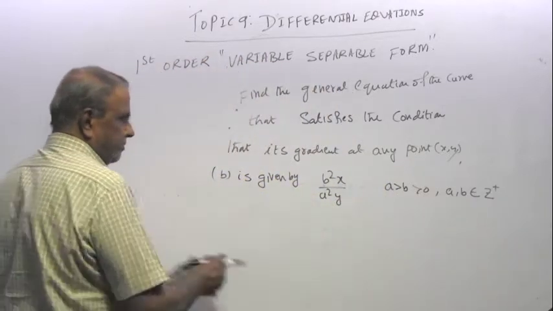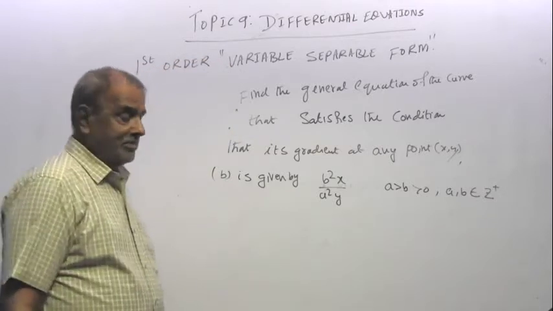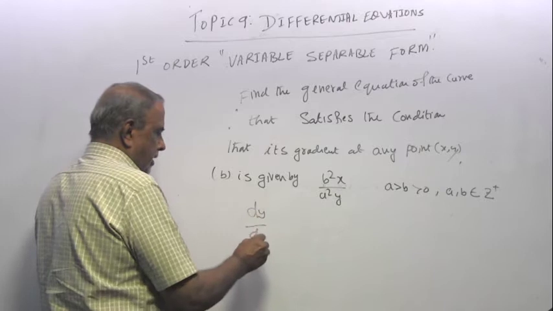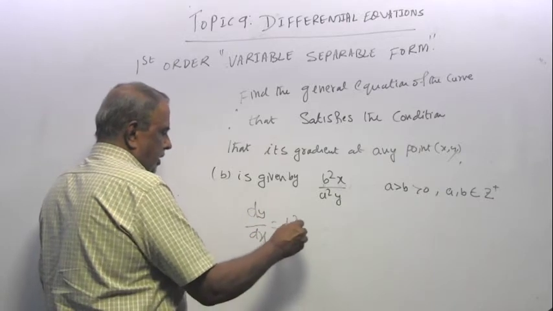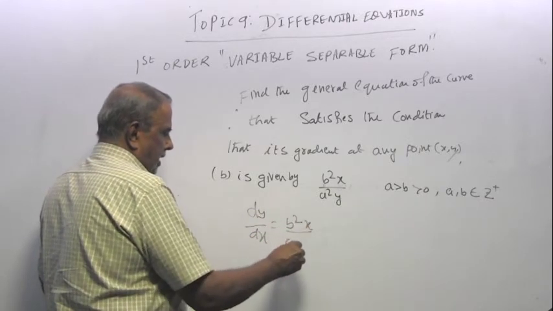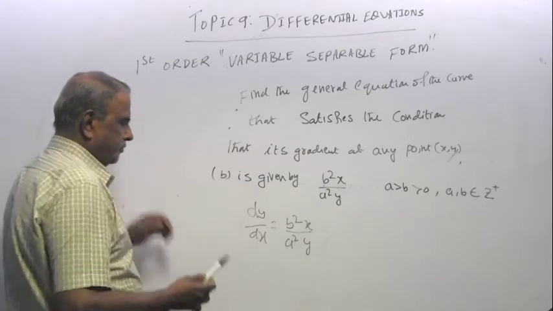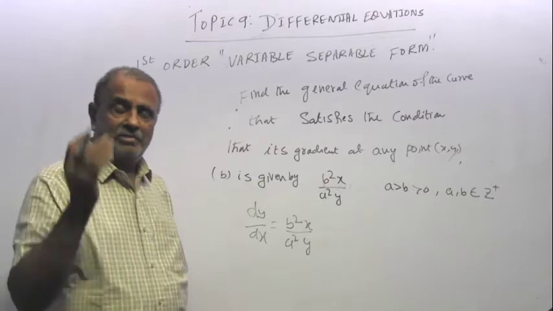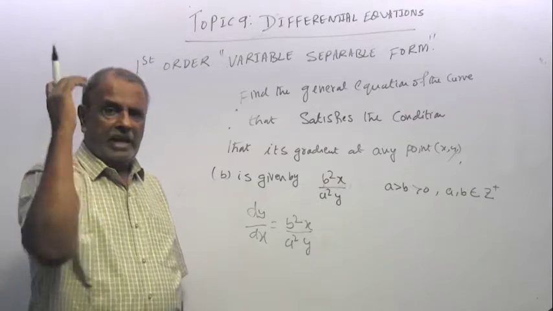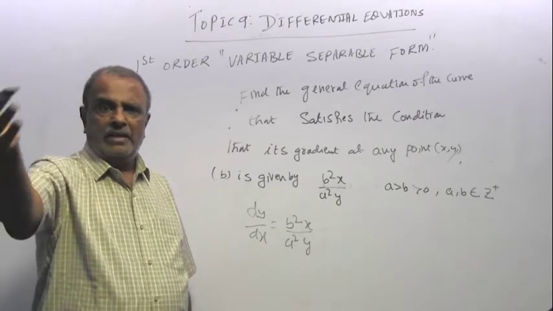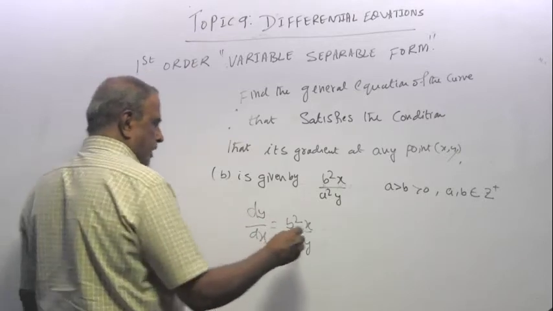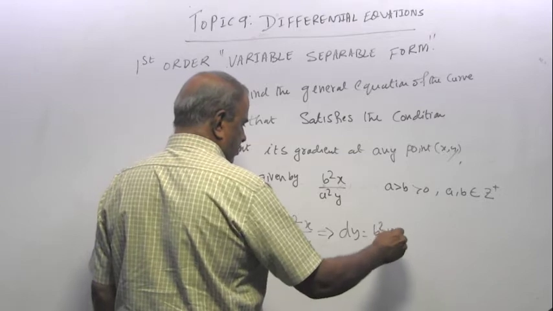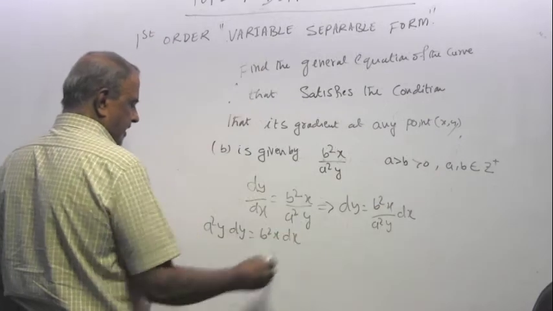Let's look at this one. The gradient is dy by dx equal to b squared x over a squared y. I can't integrate this as it is because I can't integrate x with respect to y. What happens if you multiply both sides by dx? So I get a squared y dy is equal to b squared x dx.